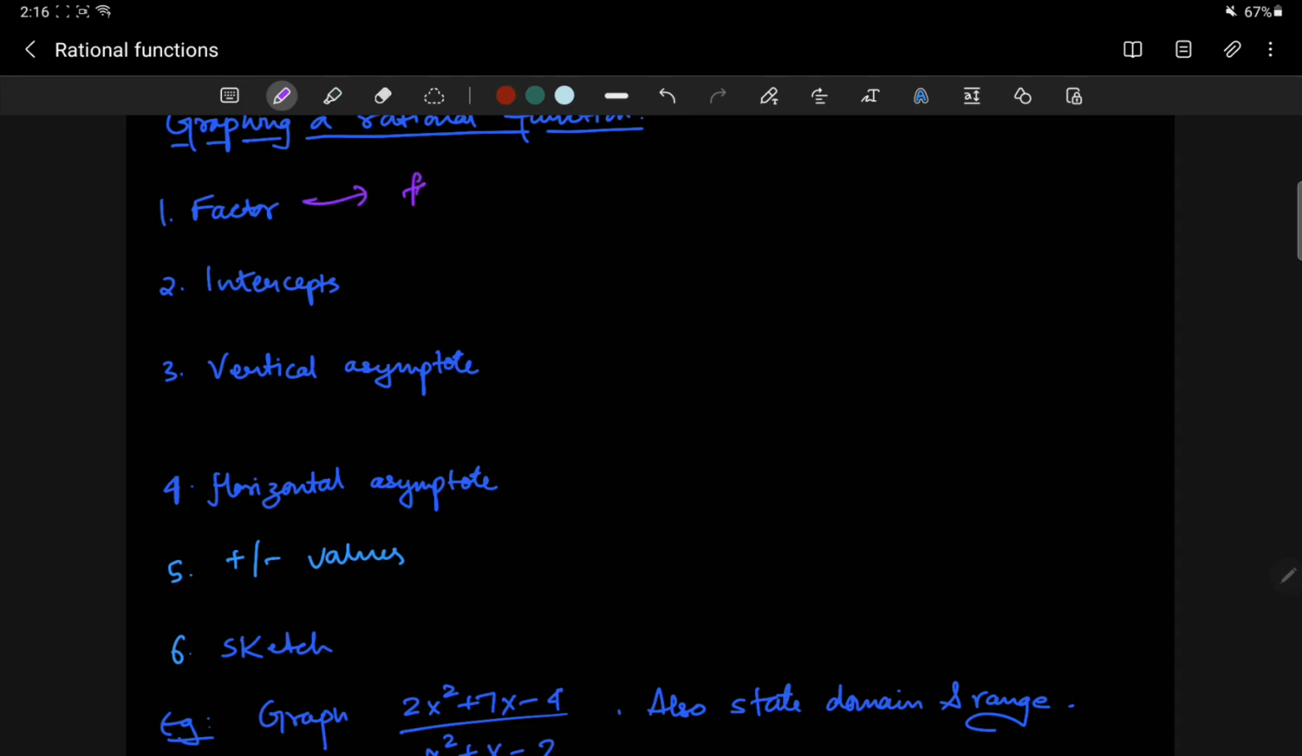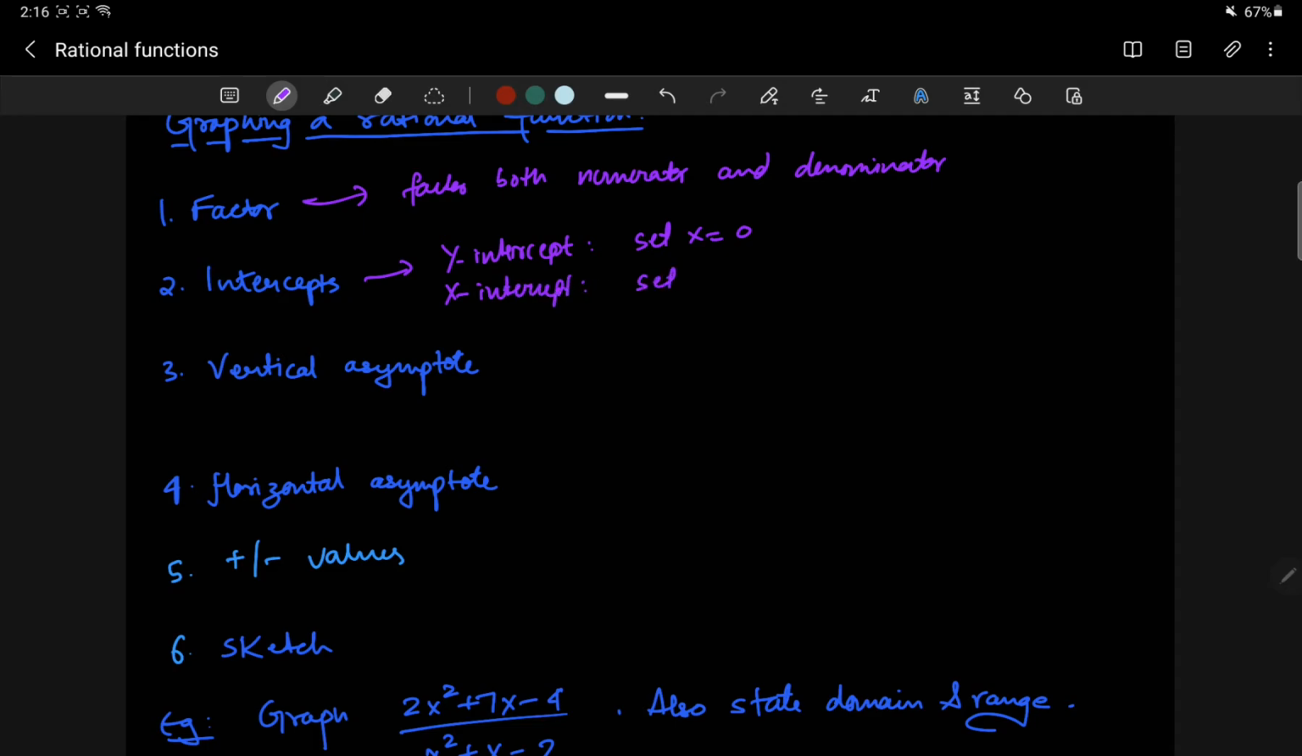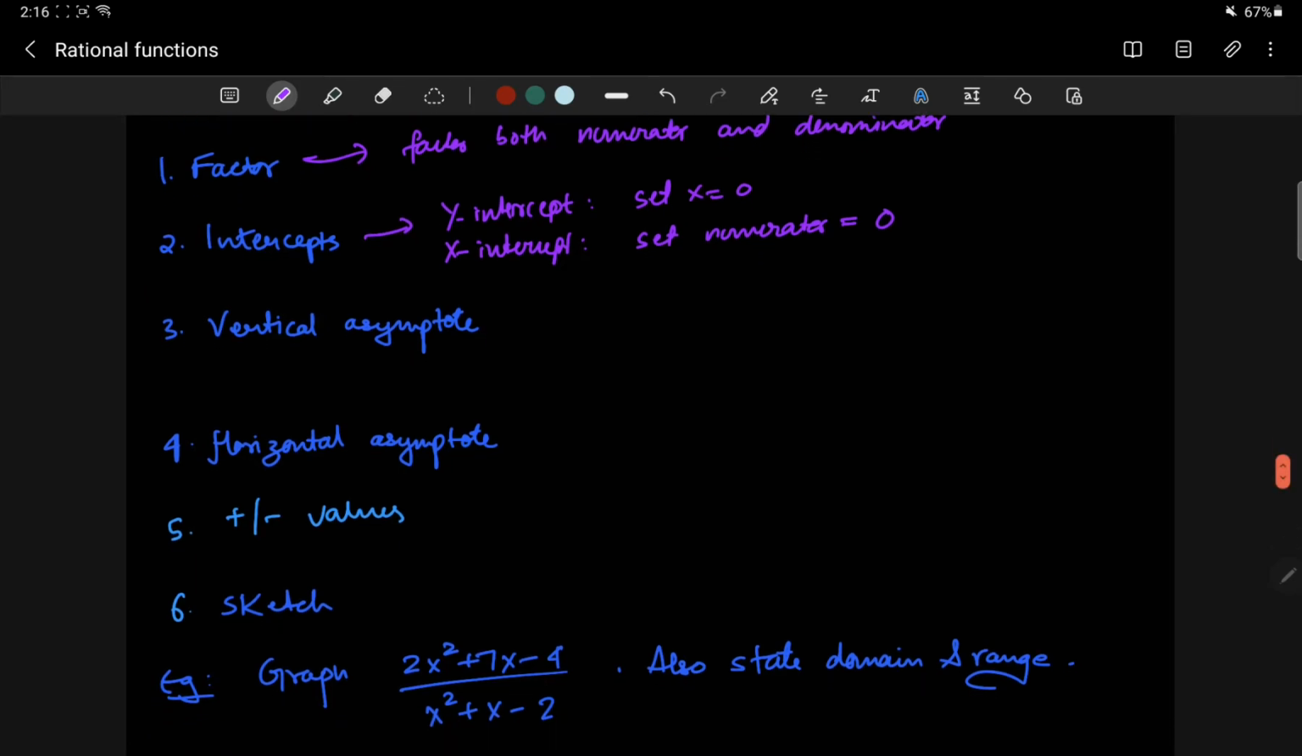The first step is factor. In this, we are going to factor both the numerator and the denominator. Then we're going to find the intercepts, right? To find the y-intercept, we set x equals 0, and to find the x-intercept, we set the numerator equal to 0. Now, if you've done the factoring already, then setting the numerator to 0 is going to give you the intercept directly. For the vertical asymptote, we set the denominator to be 0.